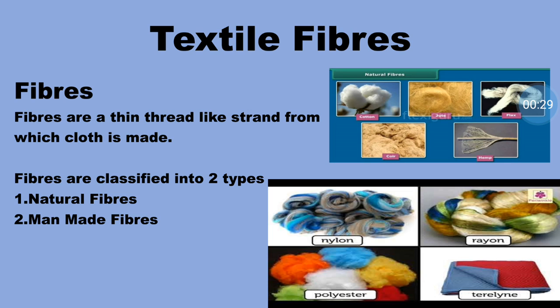So natural fibers are fibers which are obtained from plants and animals. For example, cotton from cotton bolls, jute from jute plants, silk from the cocoon of silkworms, and wool from the hair of animals like sheep or goat. Synthetic fibers or man-made fibers are made from different types of polymers. They are not cultivated like natural fibers. Man-made fibers are manufactured by spinning the polymers.